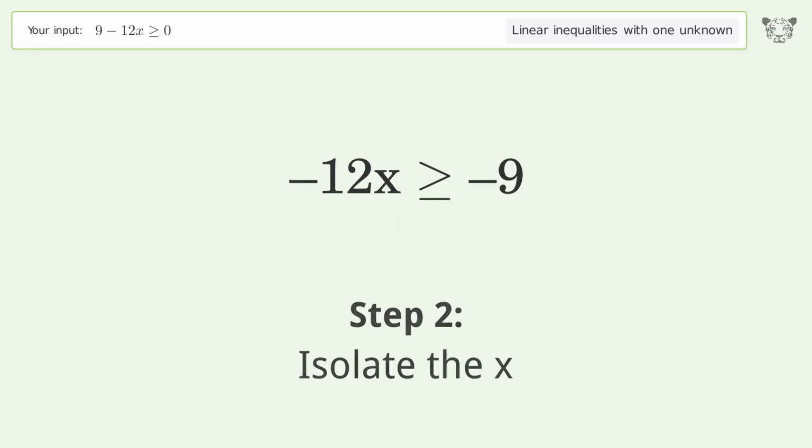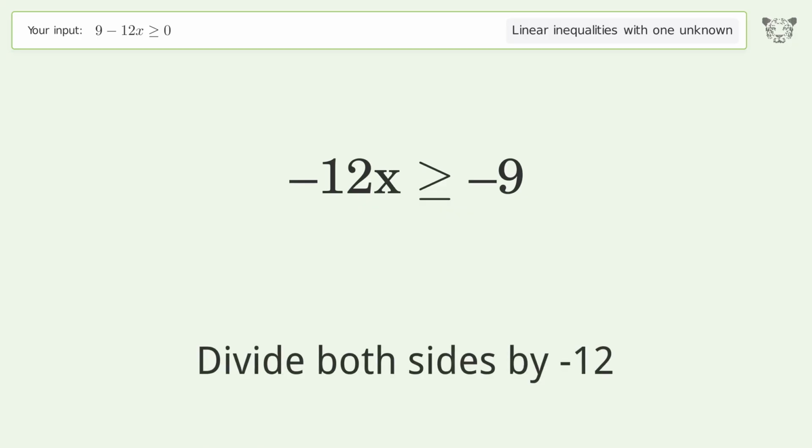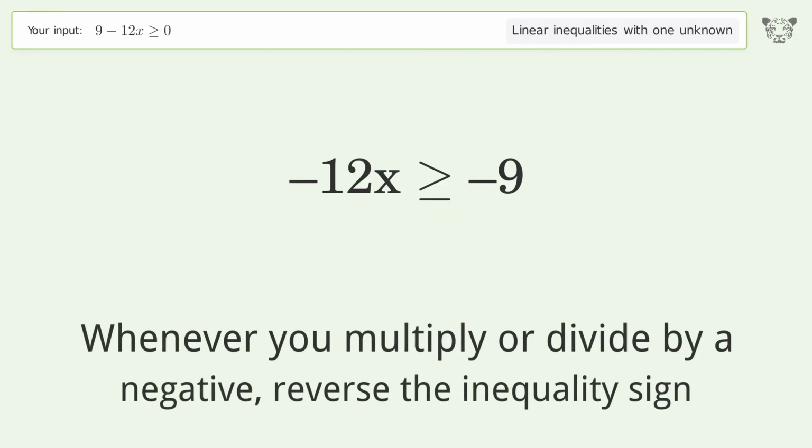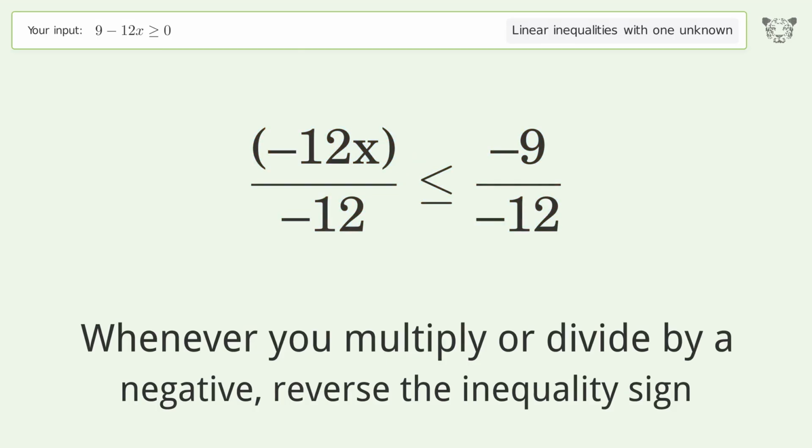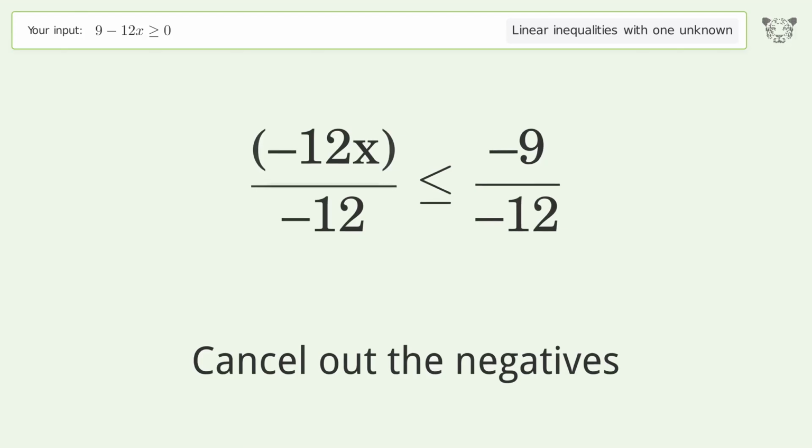Isolate the x. Divide both sides by -12. Whenever you multiply or divide by a negative, reverse the inequality sign. Cancel out the negatives.